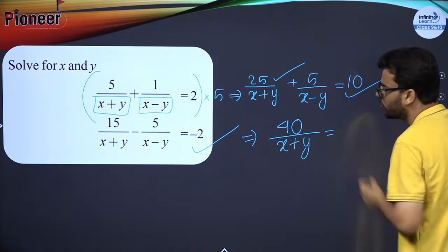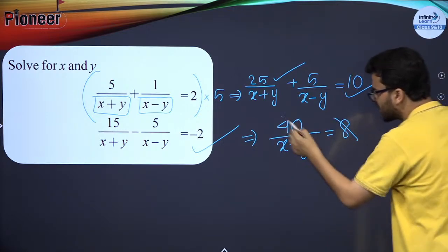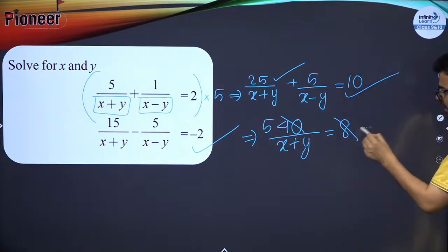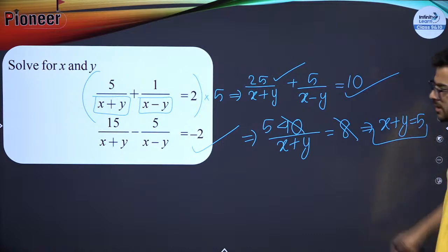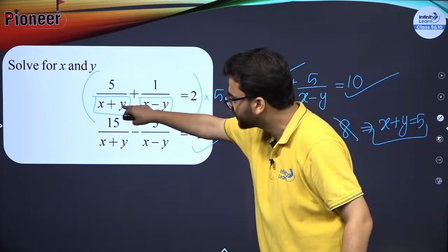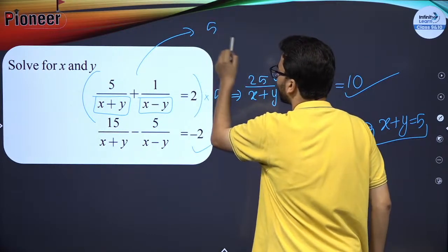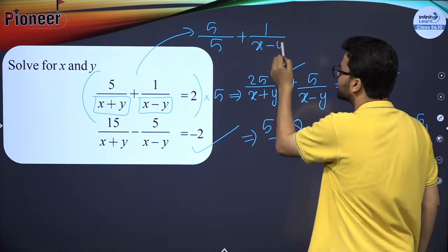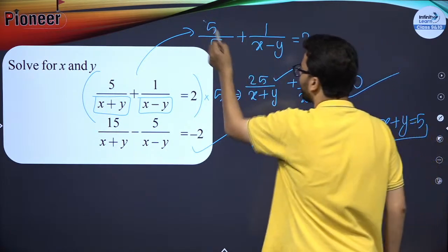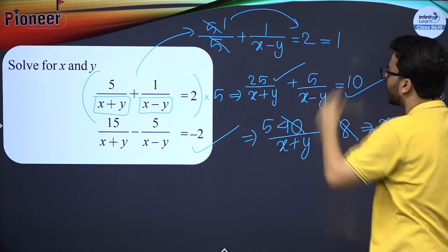And that will be equal to what? You see, 10 minus 2, that is 8. 8 5s are 40. So basically what you are getting is x plus y equal to 5. So if we have got the value of x plus y, I can put it in the first equation itself: 5 plus 1 by x minus y is equal to 2. So you see, 5 by 5 is 1 only. 2 minus 1 will come out to be equal to 1.